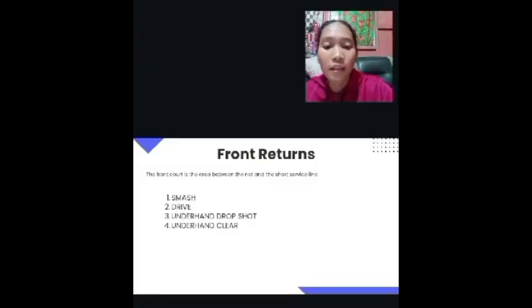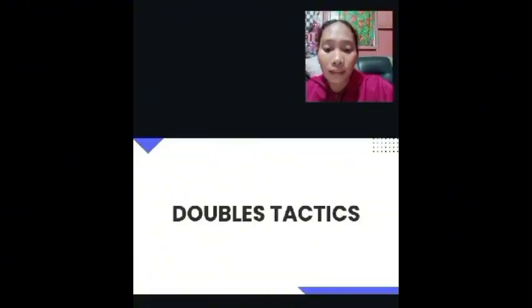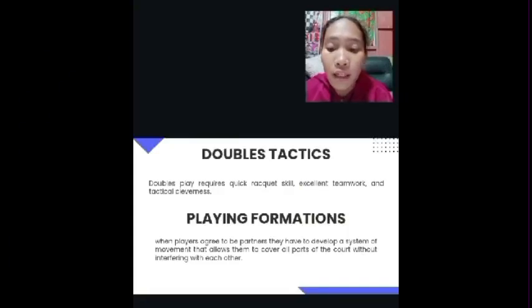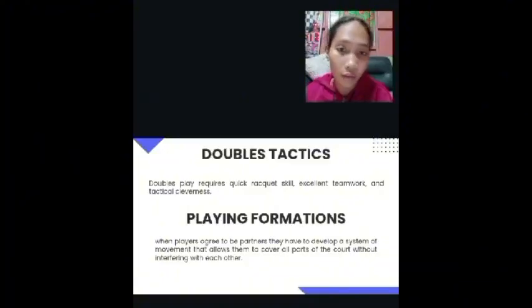And next is doubles tactics. Doubles play requires quick racket skill, excellent teamwork, and tactical cleverness. It requires less stamina than singles and is a game in which weakness can be disguised. In doubles play, the primary strategy is to attack, hitting the shuttle downward at every opportunity. Players who stay on the offensive are more apt to score points and win games.